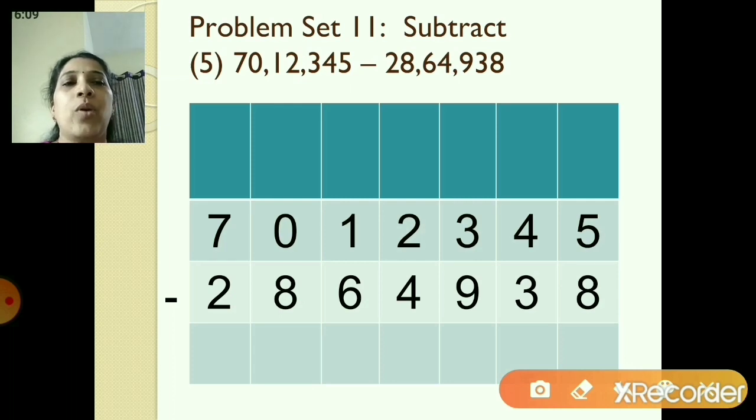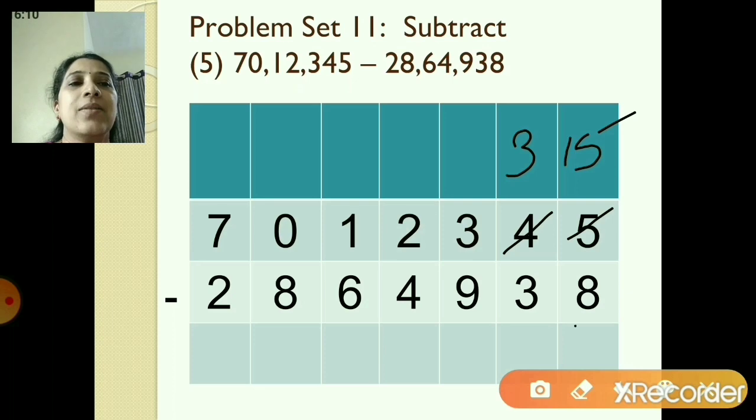So you are going to borrow 1 from the tens place. So in the tens place it will become 3. And in the units place it will become 15. So 15 minus 8 is 7. Now 3 minus 3 is 0. Now in the hundreds place it is 3 minus 9.